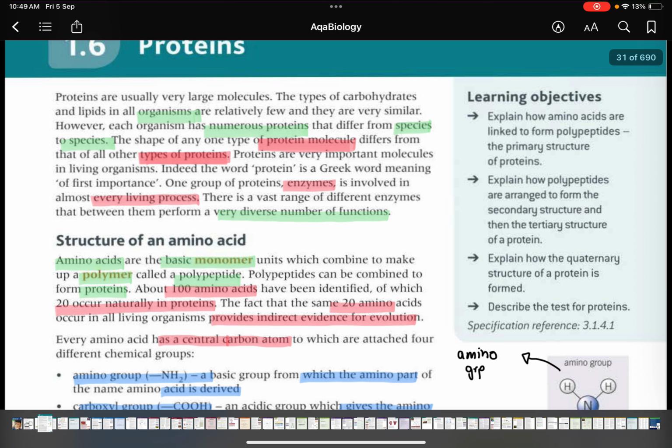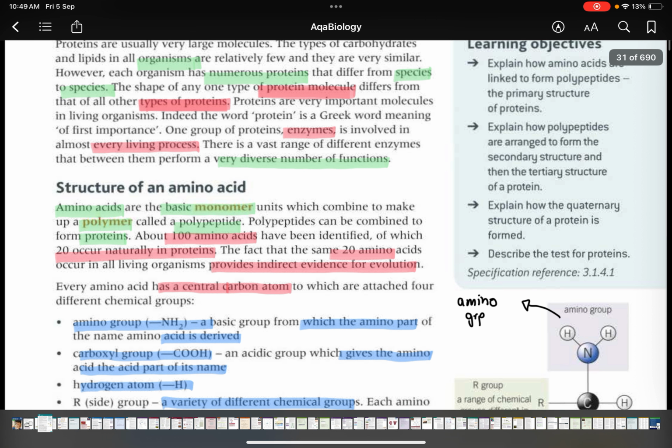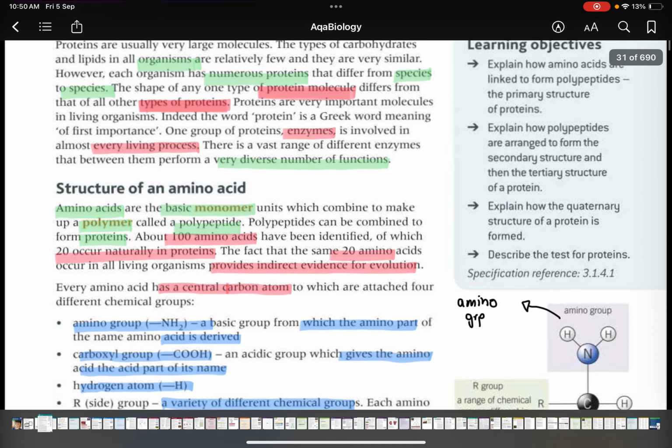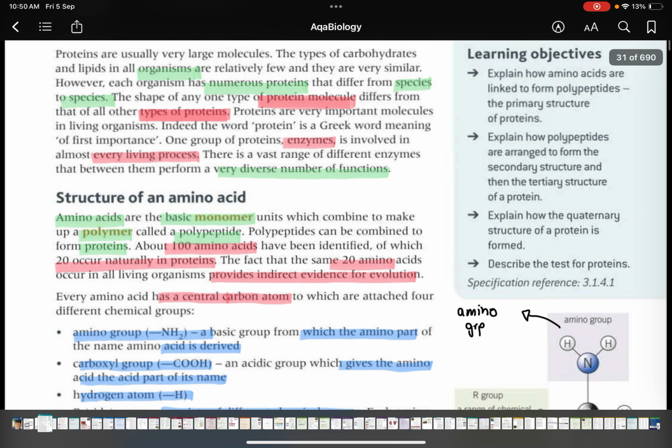So proteins are very large molecules, and the types of carbohydrates and lipids in all organisms are relatively few, and they are very similar. Each organism has numerous proteins that differ from species to species, and the shape of any one type of protein molecule differs from that of all other types of proteins. So yeah, and those are our little learning objectives.